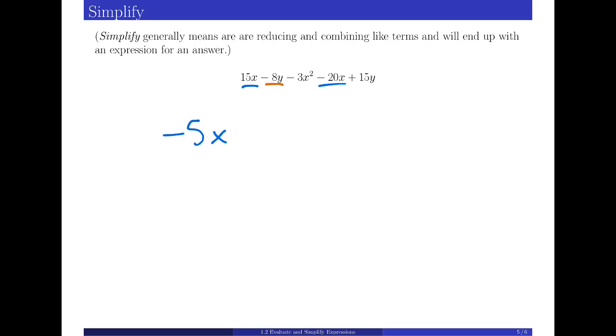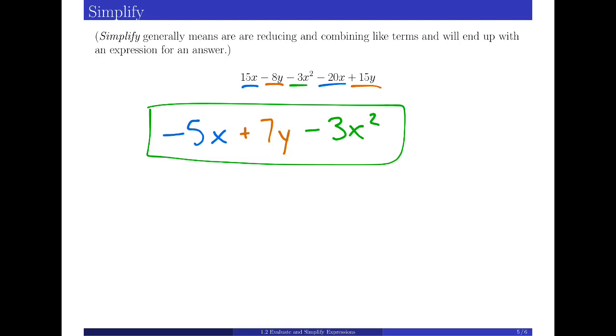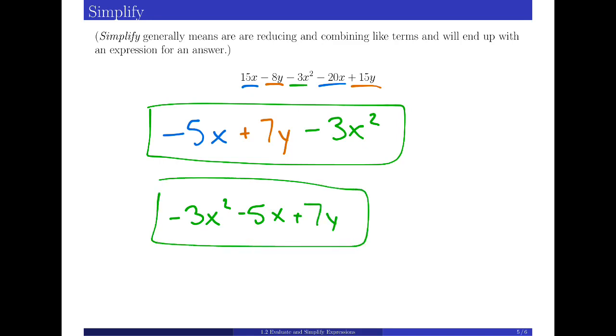We've got a minus 8y and a plus 15y, so we can combine those terms. So minus 8y plus 15y gets us a positive 7y. And then lastly on its own, we have a minus 3x squared. And we could put these terms in any order we want. If we wanted to write it negative 3x squared minus 5x plus 7y, that would be fine as well. But that's as simplified as we can make this expression.